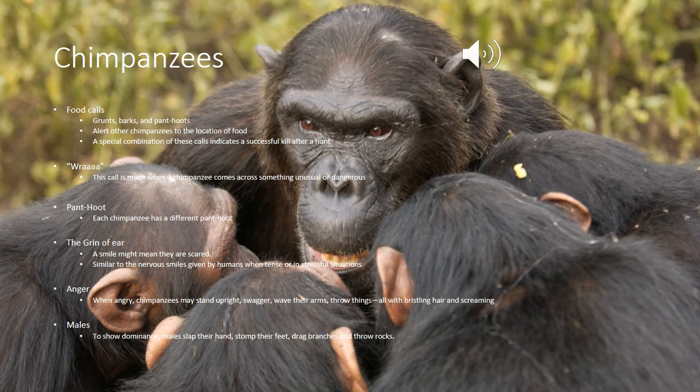Chimpanzees have, in some ways, a similar way of communicating as humans, but in most ways it's still very animal. So they use a lot of grunts, barks, and pant hoots. A bark is like a dog, a grunt is like a low, tough sound, and a pant-hoot is a call. And these alert other chimpanzees to where the food is.